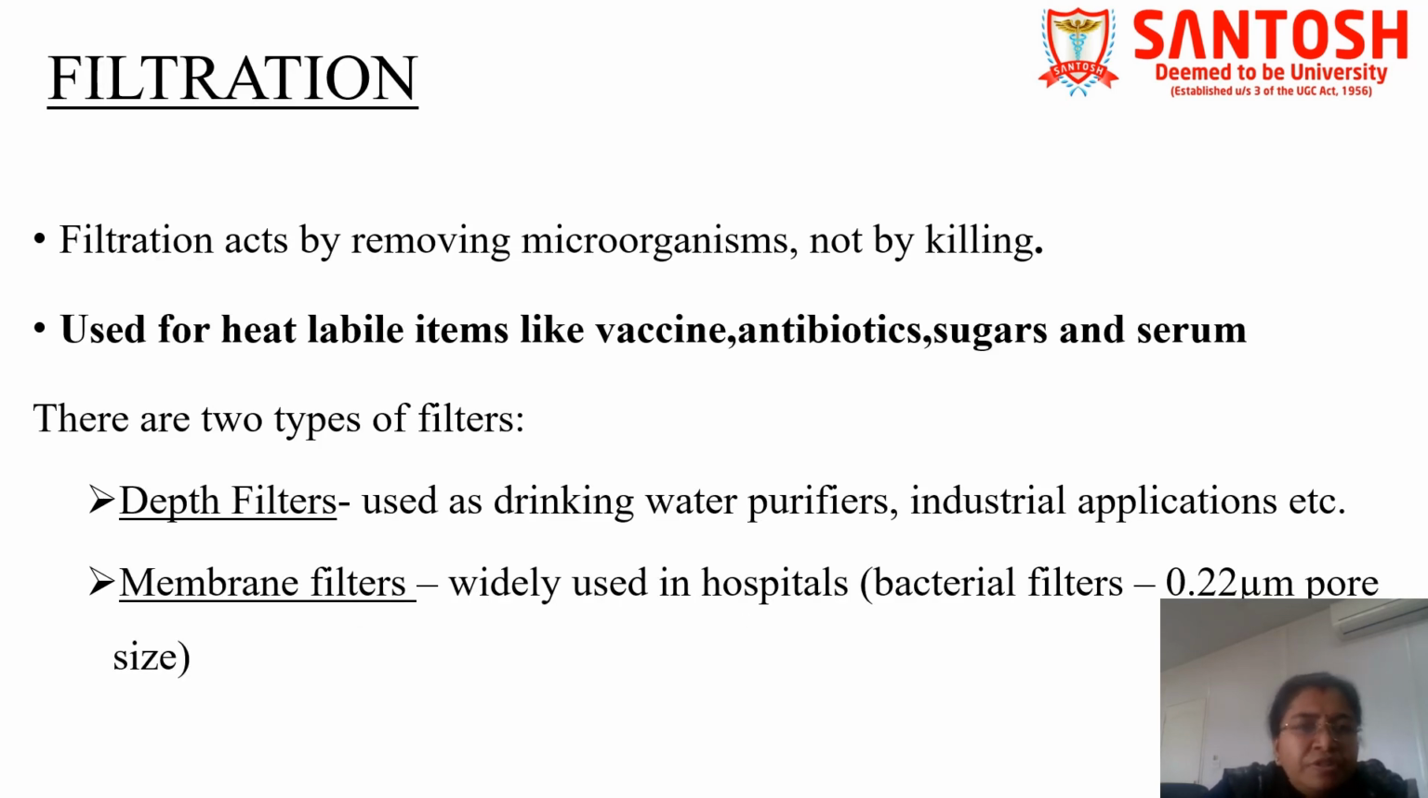So before moving on to filtration, let us revise autoclave and hot air oven. In autoclave, the time, temperature and pressure was 121 degrees Celsius at 15 psi for 15 minutes, and it was used for culture media and all our OT instruments. In hot air oven, that was used for all glasswares, sharps, liquid paraffin, and powders that are used in laboratory. The time and temperature for hot air oven was 160 degrees Celsius for 2 hours or 180 degrees Celsius for 20 to 30 minutes.